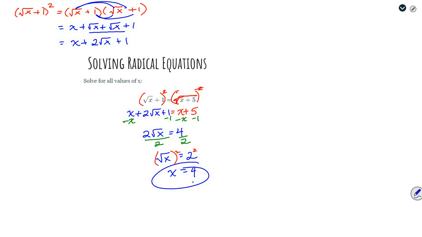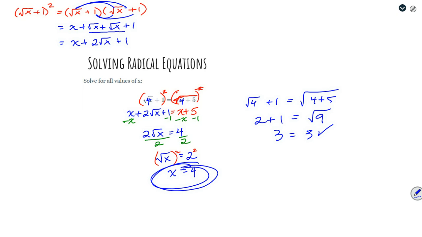Yay! Now, I still need to check. So I'm going to substitute 4 there, substitute 4 there. So is the square root of 4 plus 1 the same as the square root of 4 plus 5? Square root of 4 is 2, plus 1. Is that the same as the square root of 9? Square root of 9 is 3. Yes, so this answer is also correct.